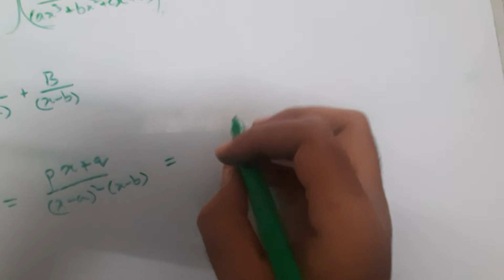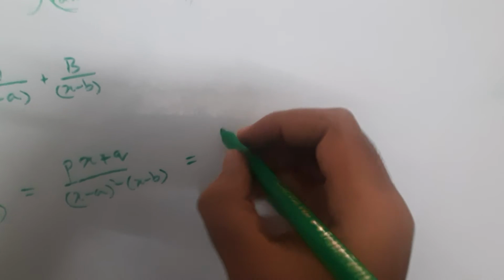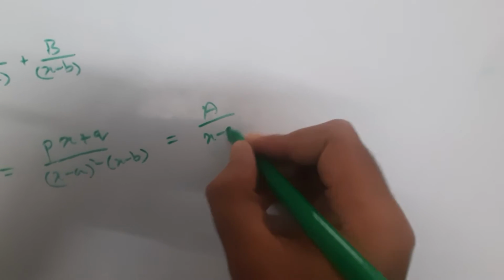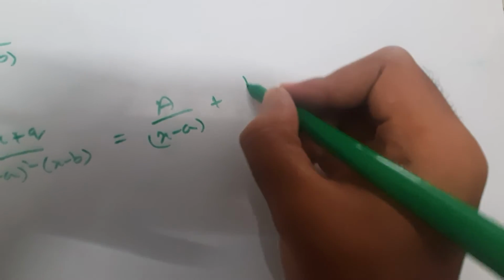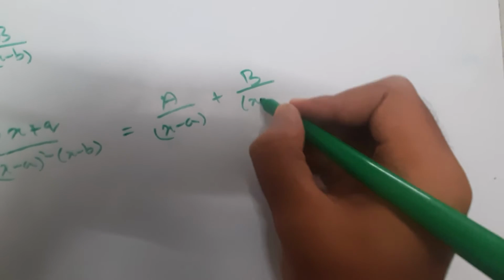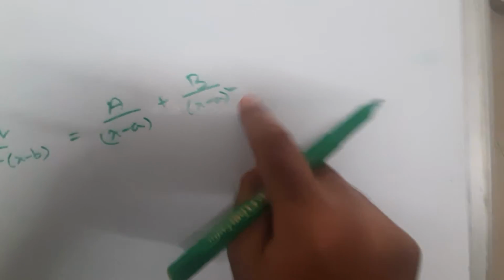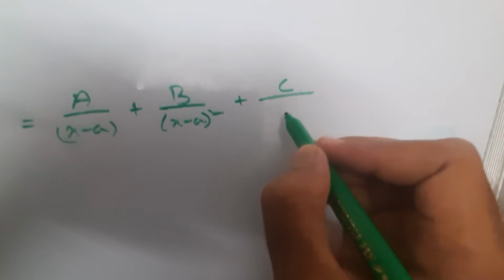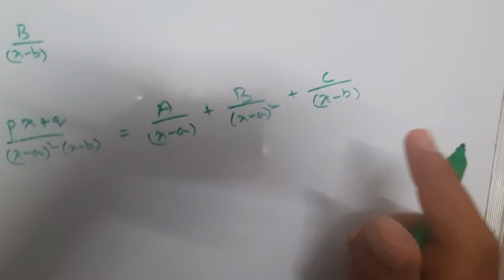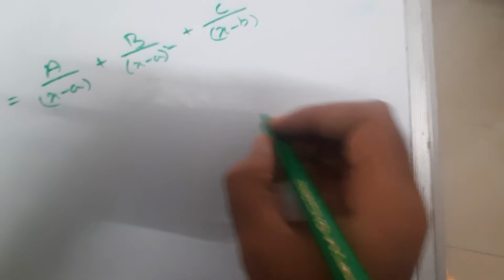is equal to, you're going to give a term A/(x-a). There's no degree here, there's only A/(x-a). For the second term, you're going to do (x-a) squared. You're going to do it a second time, but this time you're going to square it. Then you're going to do C/(x-b), because there was an x minus b available. So this is the second type.